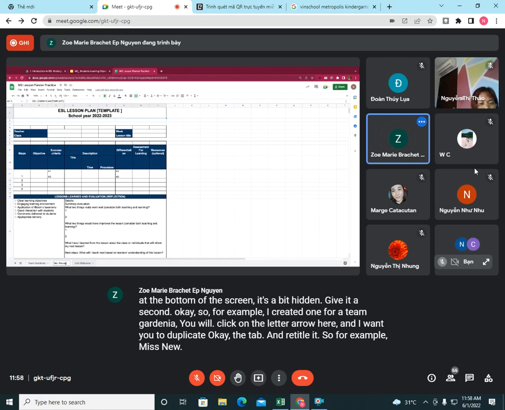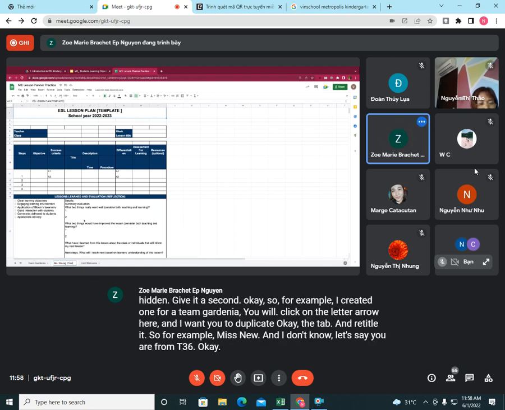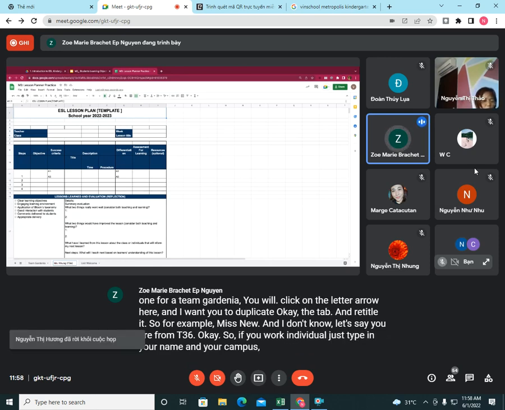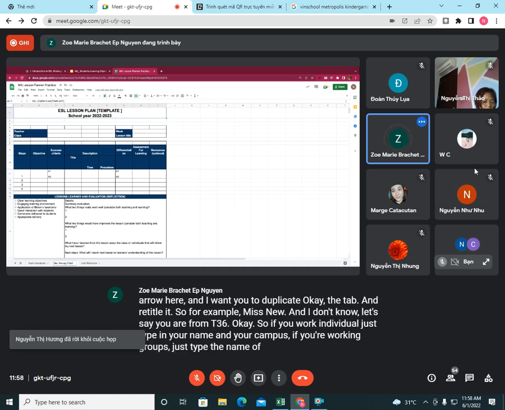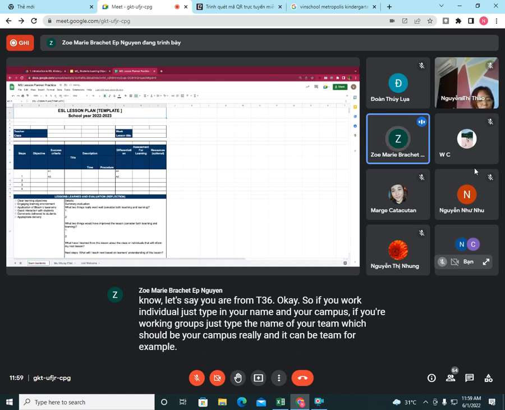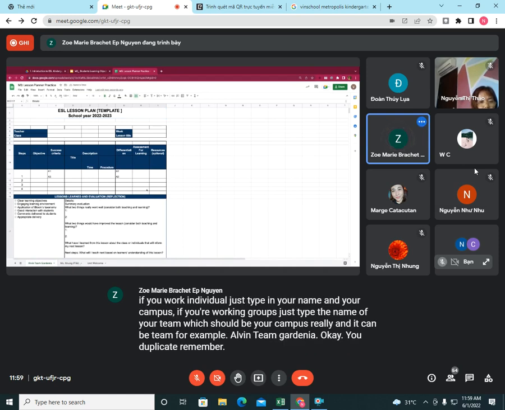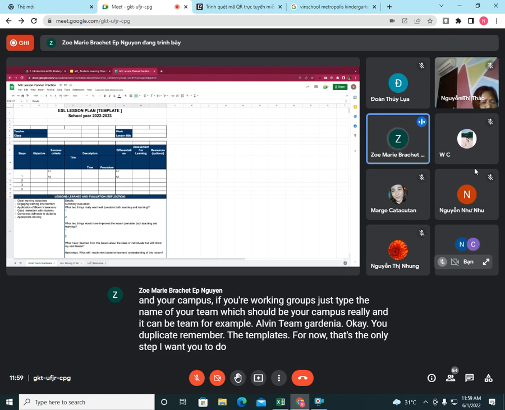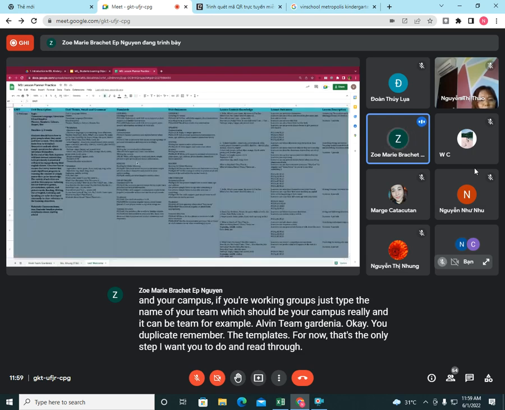So for example, Miss New, and let's say you are from T36, okay? If you work individually, just type in your name and your campus. If you work in groups, just type the name of your team, which should be your campus really. And it can be, for example, Alvin team Gardenia. You duplicate, remember, the template. For now, that's the only step I want you to do, and read through the first unit. This is the welcome unit for Alvin Advanced.